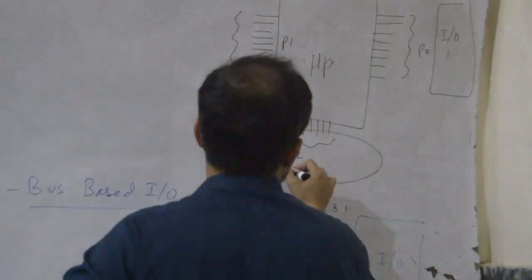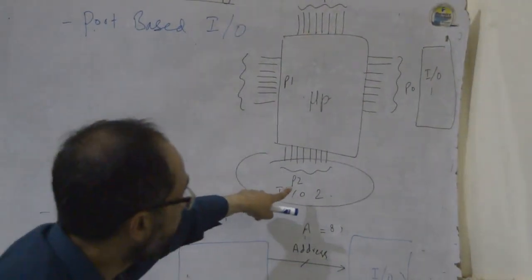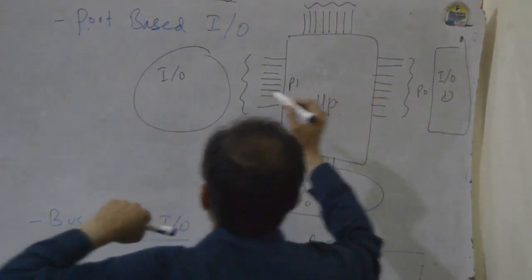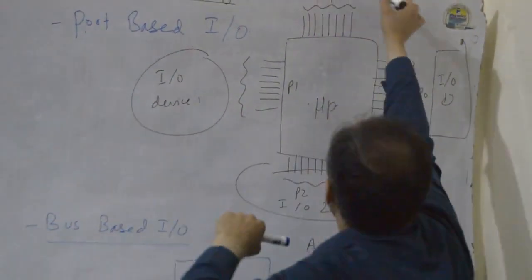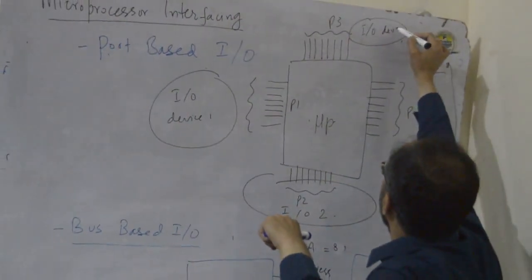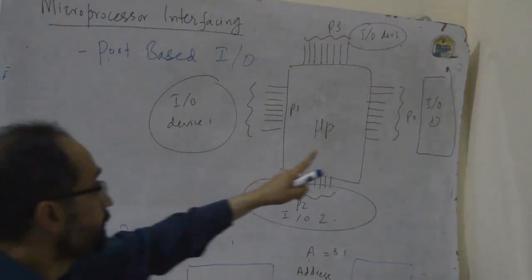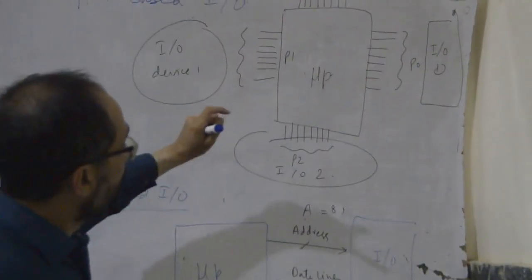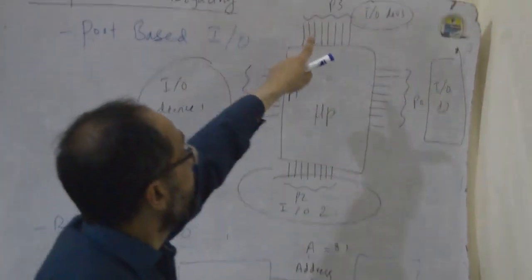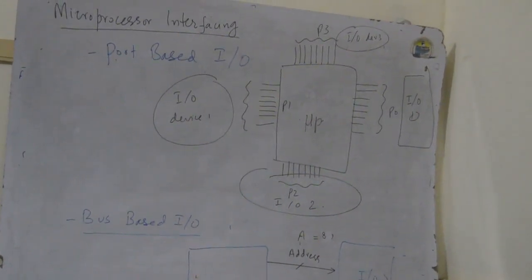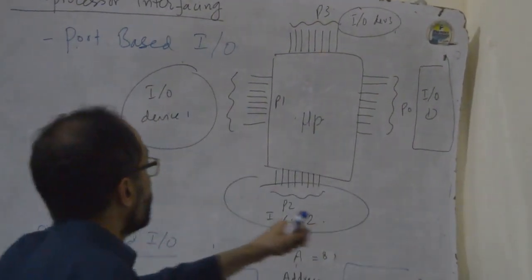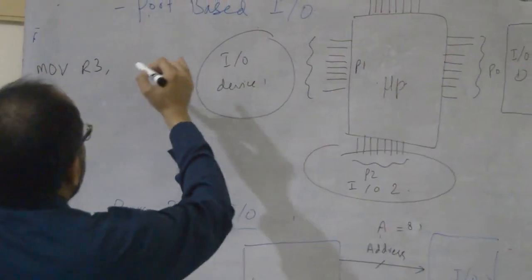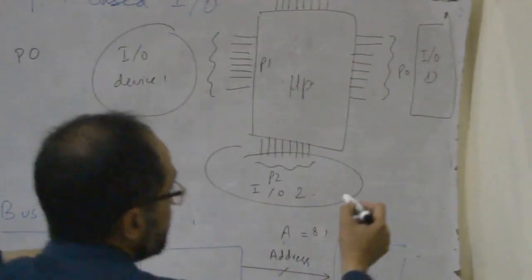And let's assume that I/O device 2 is interfaced with the microprocessor through port 2. So how many devices are there? There are 4. I/O device 0 is interfaced with port 0, I/O device 1 is interfaced with port 1, I/O device 2 is interfaced with port 2, and I/O device 3 is interfaced with port 3. If you want to read the data from I/O device 0, which assembly should we use? We should use MOV R3, P0. Let's assume this is an input device.